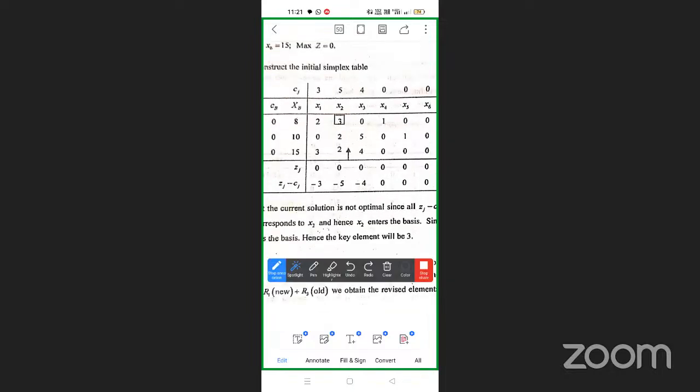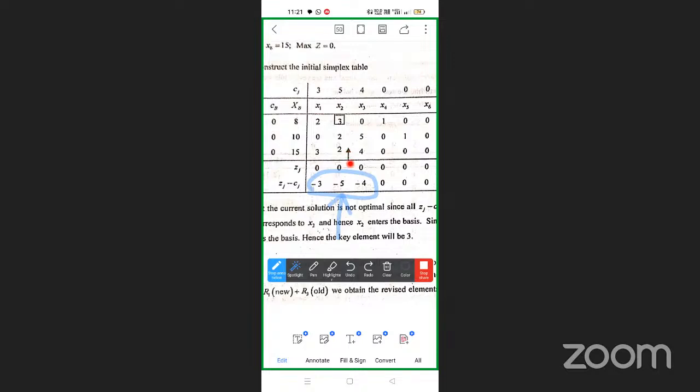This is the most negative value compared to these three negative values, the least value, minus 5, compared to the remaining variables. We are only taking negative values. So x2 is the entering variable. That's why we are taking the upper row here.